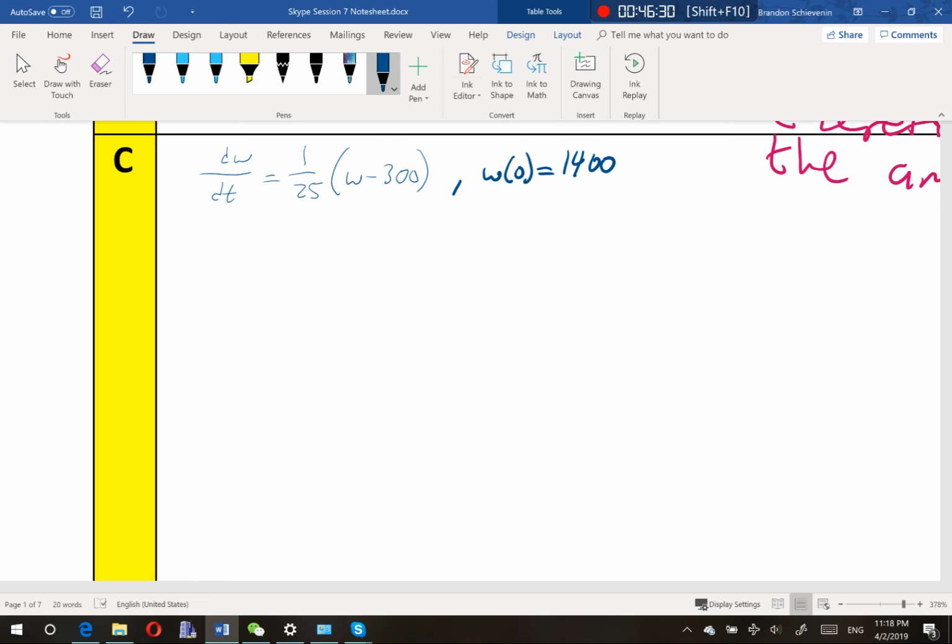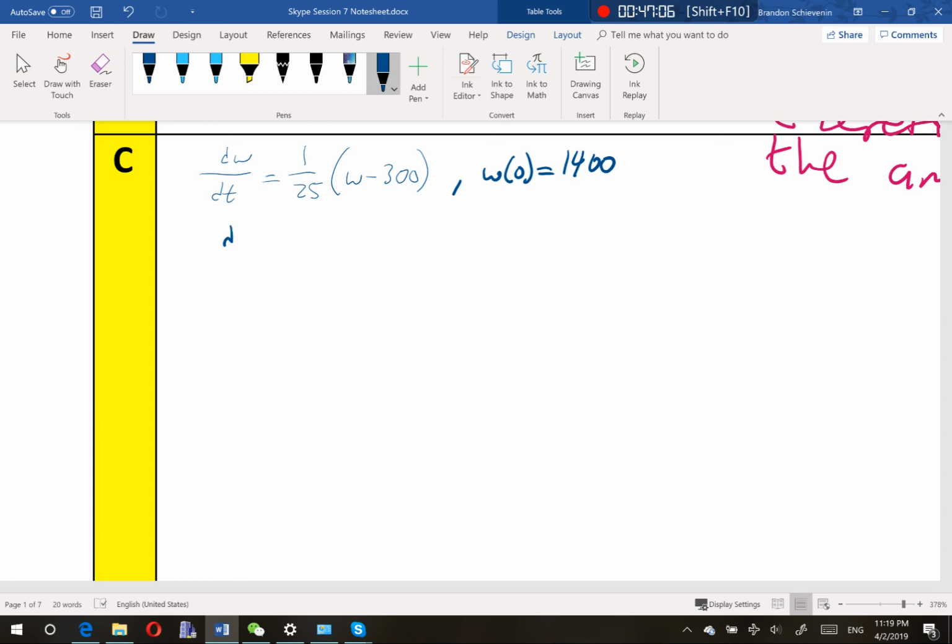So before I can integrate, what do I need to do? Oh, times dt to both sides. Okay, I'm going to multiply by dt, but that'll still give me w's and t's on the right side, so what else do I need to do? How could I move all of the w's to the left and all of the t's to the right? Oh, divide dw both sides.